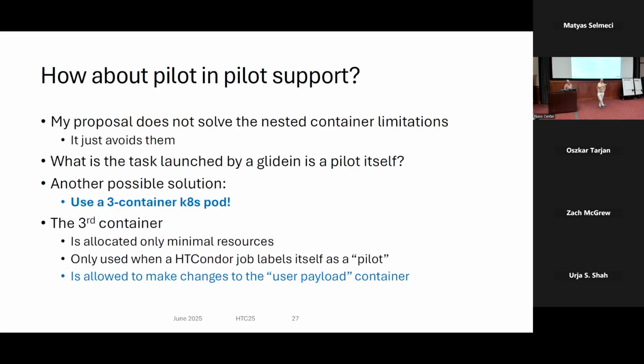So let me just finish this and we're done. The other possible solution is to make three containers instead of two, and essentially have another one that assumes we will run pilots inside pilots, and that's the dedicated one. I'll stop here, but these are just short things I thought about overnight because I heard the talks yesterday.